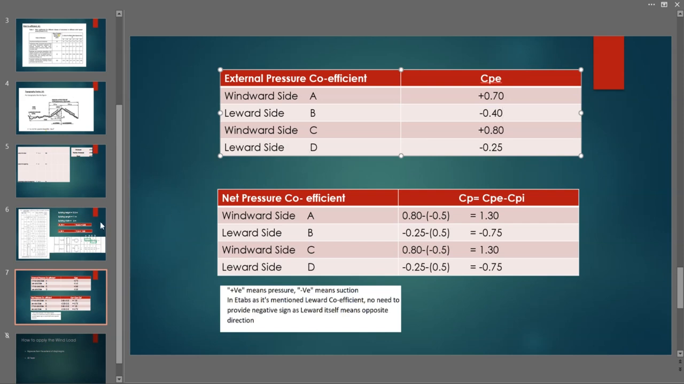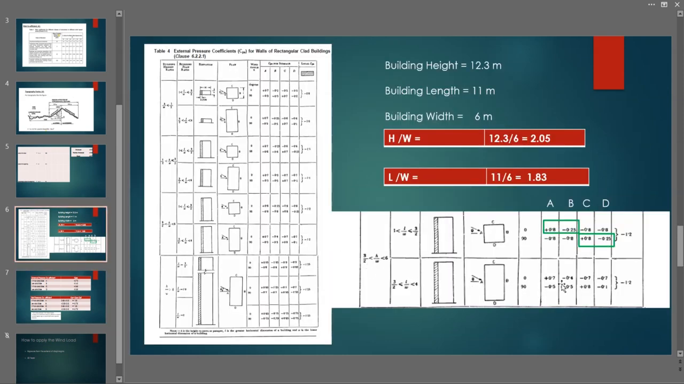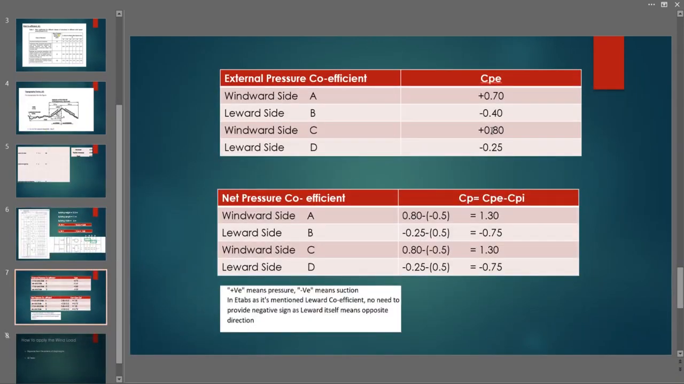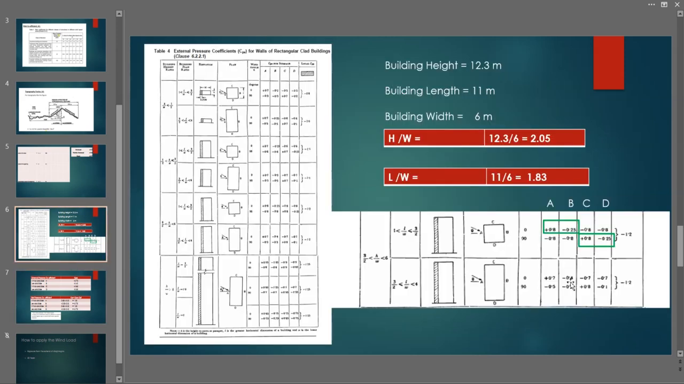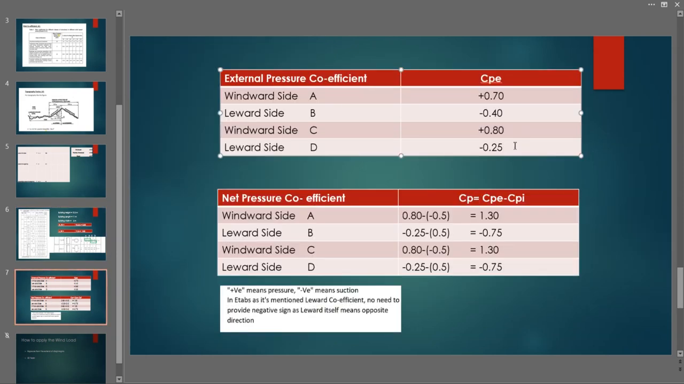Now this is C and D. For that you have to focus on these two. Why? Because this is 90-degree and this C and D is also at 90-degree, so you have to focus on these two. Here you can clearly see that at C this is plus 0.8. So let's go to the next slide, and it is already plus 0.8, and on the leeward side it is minus 0.1. Let's change this to minus 0.1.